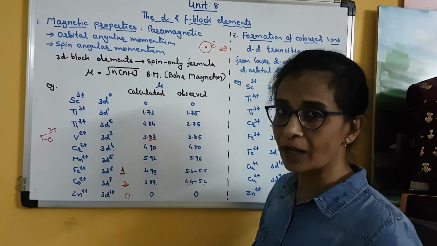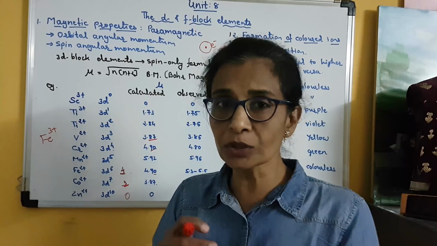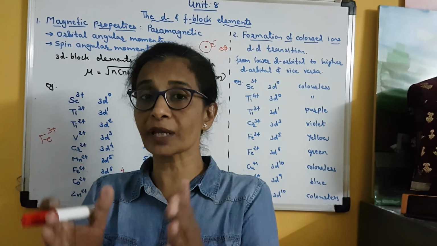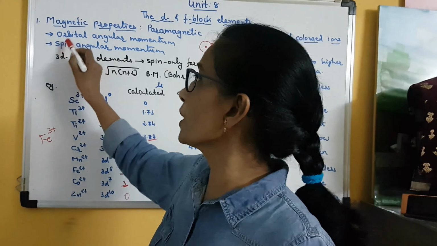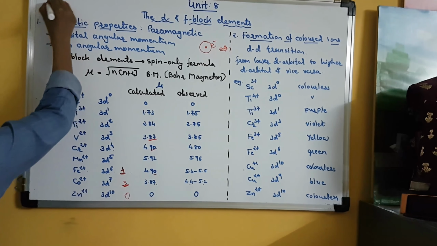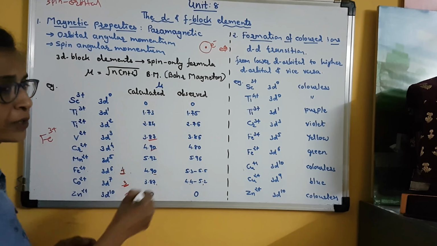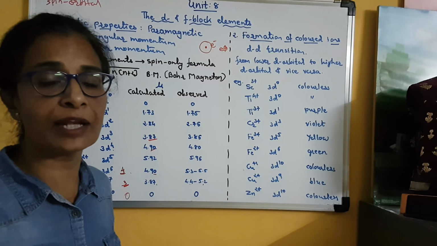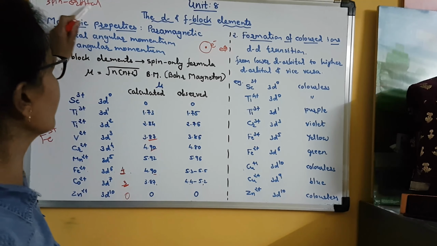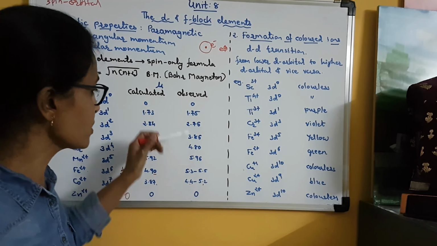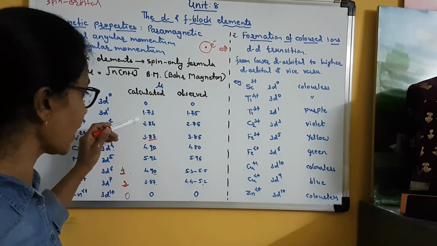So why is it so? As I told you, the electron has orbital angular momentum and spin angular momentum. Both the types of magnetic field, which are produced due to two different types of motions, are working together, which is known as spin orbital coupling. Clear? So it is a spin orbital coupling. In the observed, experimental value of magnetic moment, this spin orbital coupling is considered.